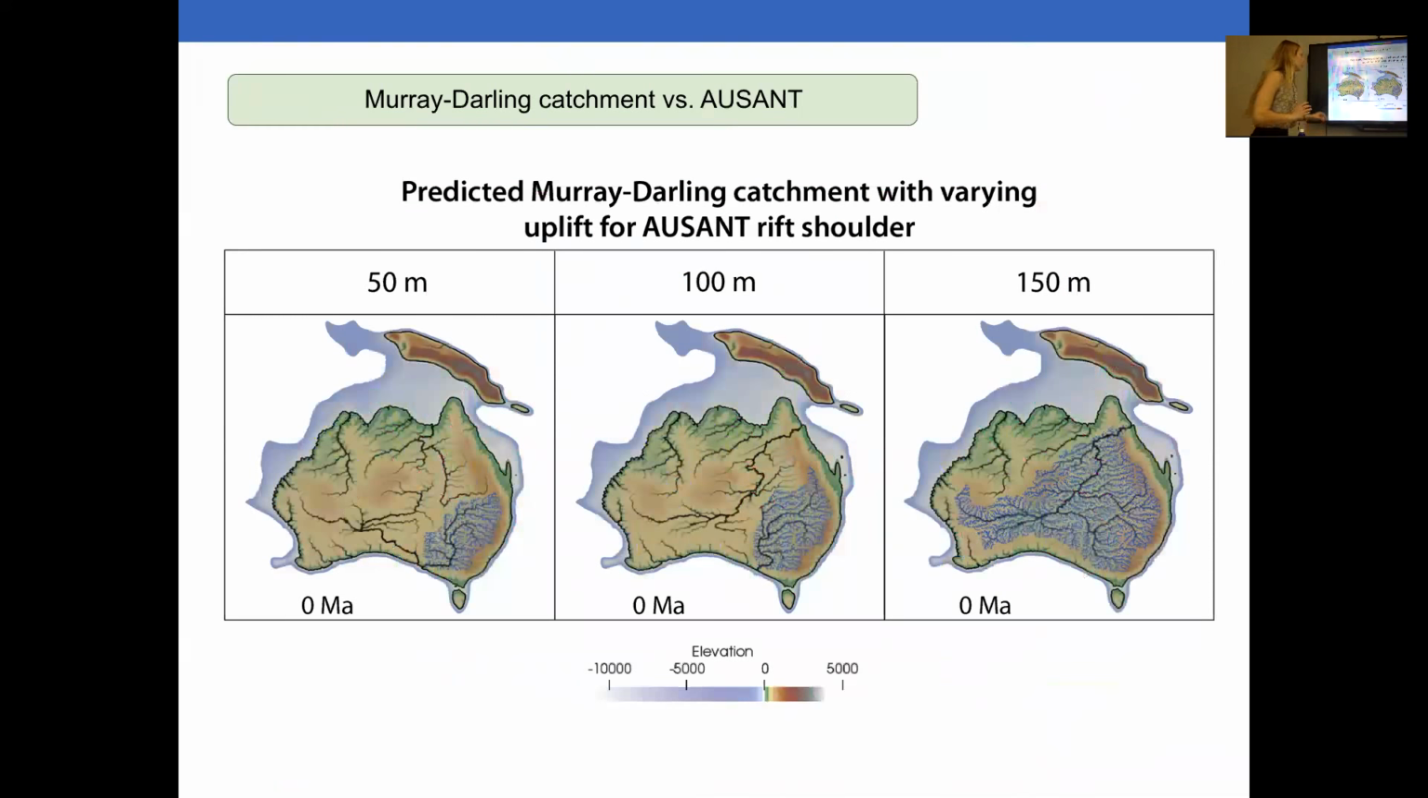So I tested a few different values for this rift shoulder, and this is the output, Murray-Darling basin. So it worked at, say, 50 and 100 meters, but then as soon as I went to 150 meters, this was the whole Murray-Darling basin, so it didn't drain south at all. It couldn't get through that bridge. Right, but that's quite a significant sort of macro parameter.